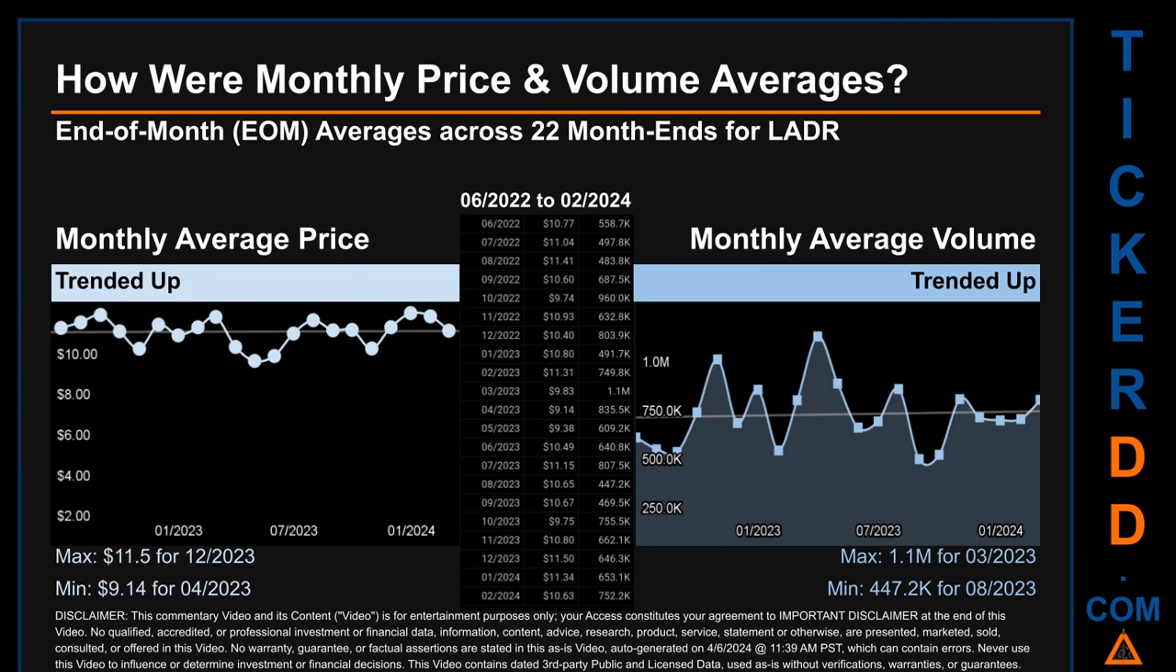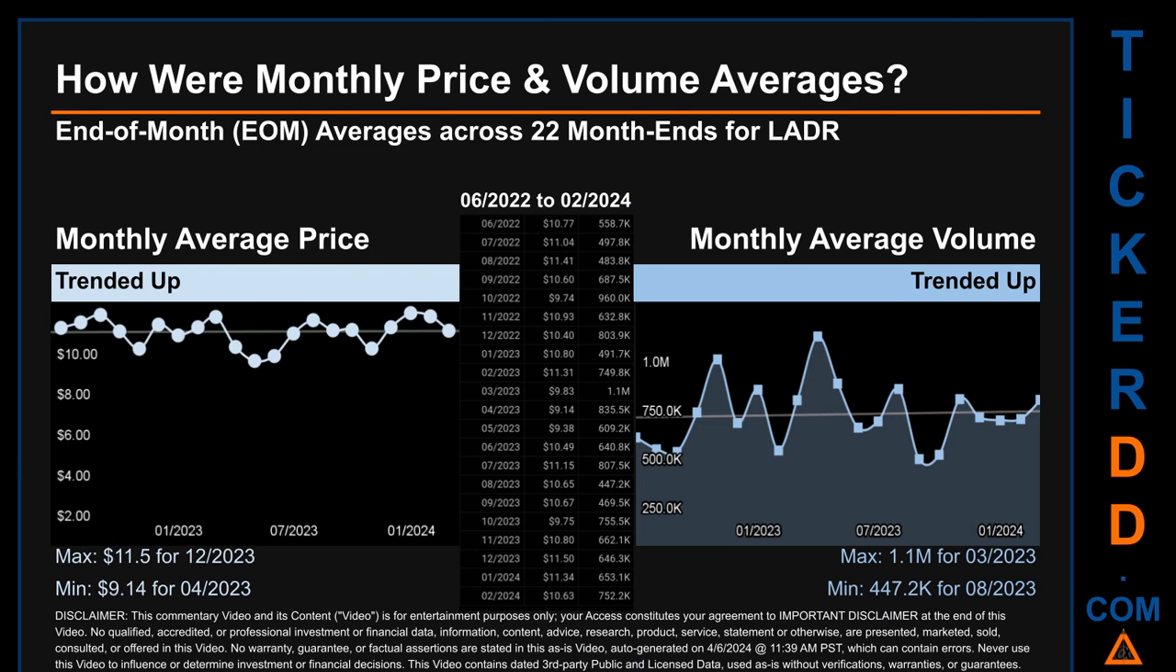How were price and volume averages for LADR? Across 447 trading days, there were a total of 22 month ends, of which monthly averages for daily price and volume were calculated. Overall, monthly price average trended up while monthly volume average trended up.